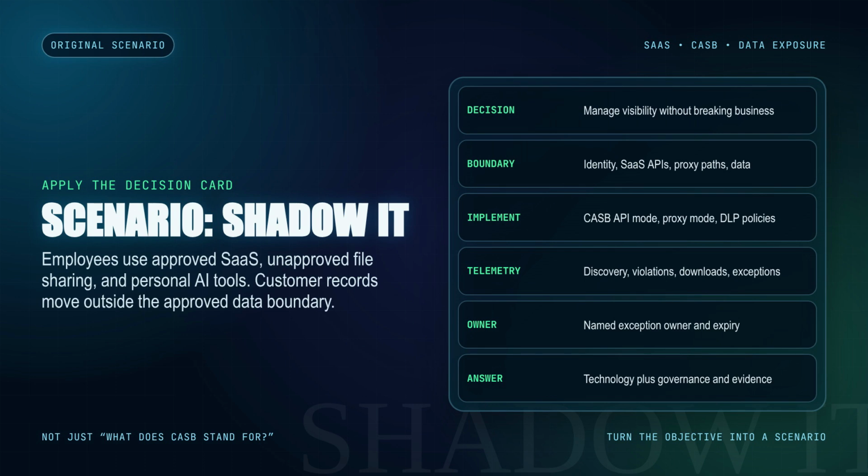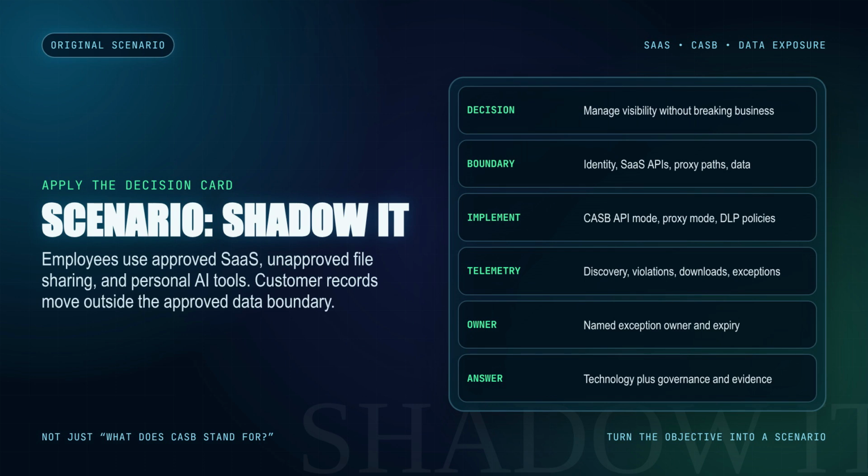How is it implemented? A CASB might use API integration for sanctioned SaaS visibility, proxy mode for access enforcement, identity integration for conditional controls, and DLP policy for sensitive data movement. How is it proven? Telemetry should show app discovery, policy violations, risky sharing, unusual downloads, user behavior, and exception handling. Who owns the residual risk? If the business allows a risky tool temporarily, the risk owner should be named, the exception should expire, and compensating controls should be documented. That is how one objective turns into a SecurityX level answer.